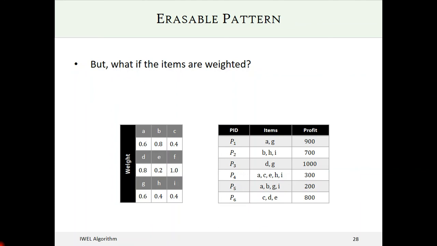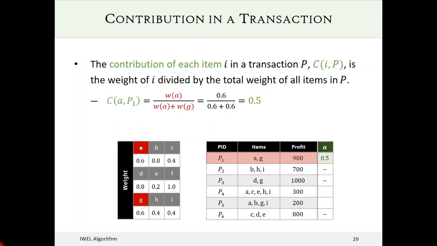But what if the items are weighted? For example, suppose that whenever the weight of an item is higher, it plays a more important role in producing the product including it. Here on the left, you can see the given weights for the domain items, where the weights are normalized to be greater than 0 and less than 1. To deal with the weighted items, the authors actually introduce some more concepts.